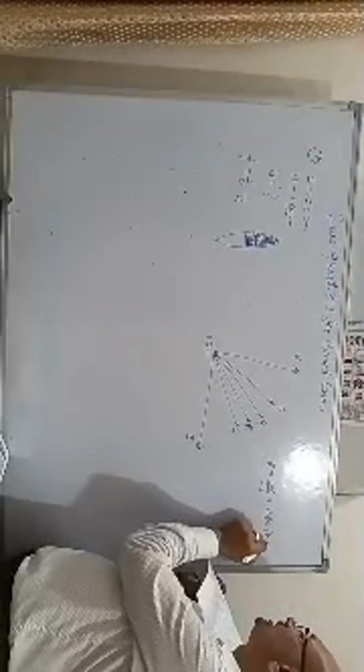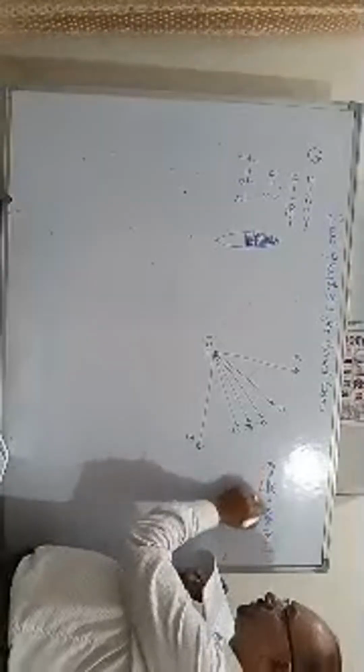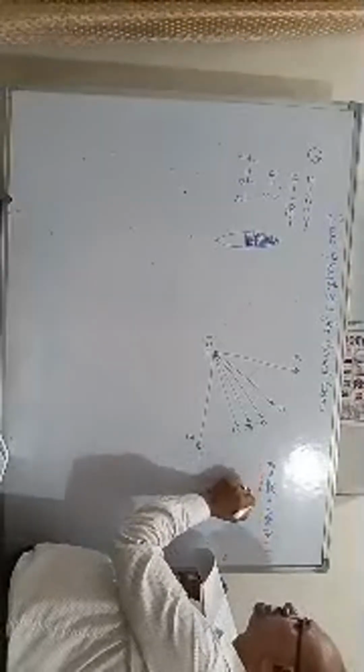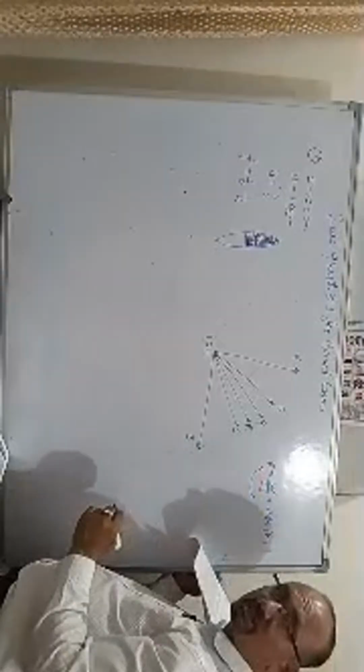The slope R equals delta V upon delta I. This is the slope of the VI graph. The slope of the VI graph gives resistance. So more slope, more resistance.